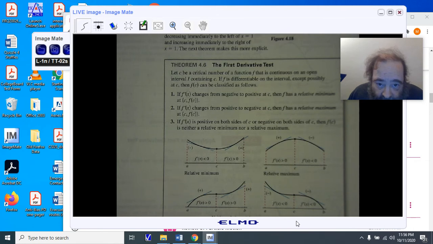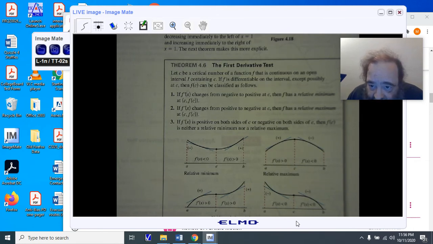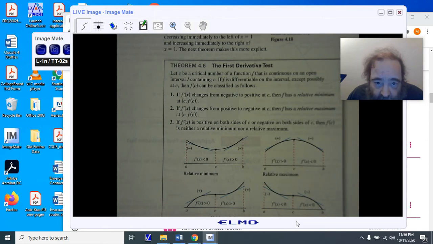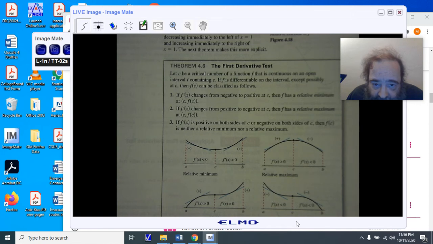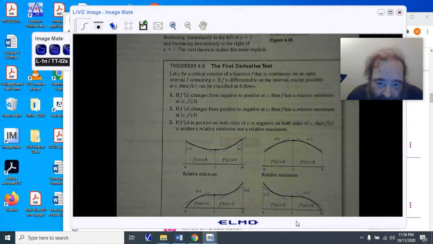Notice if f prime changes from negative to positive at C, then f has a relative minimum. If f prime changes from positive to negative at C, then f has a relative maximum. Notice that C has to be a critical value of a function f that is continuous on the open interval, and f is differentiable on the interval except possibly at C. Then we could have the following.